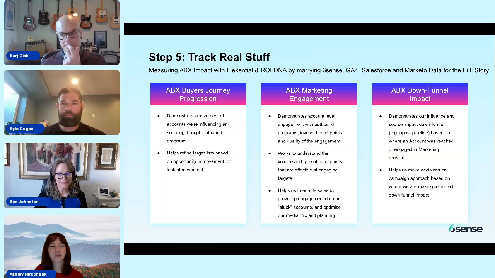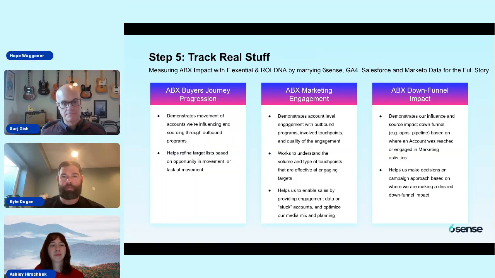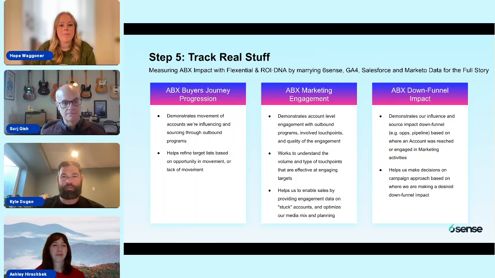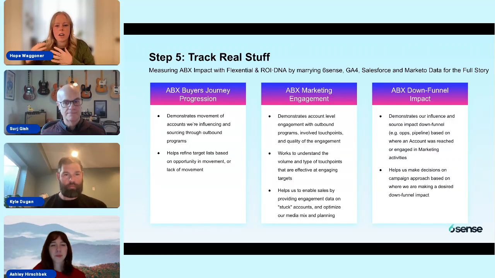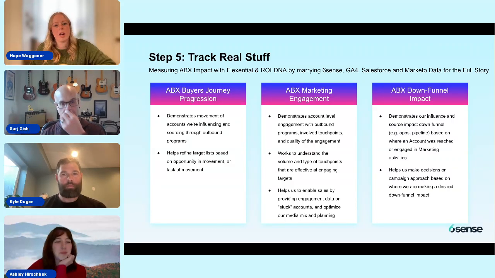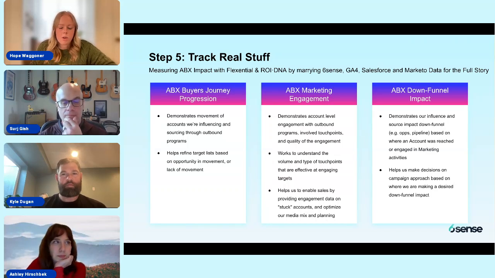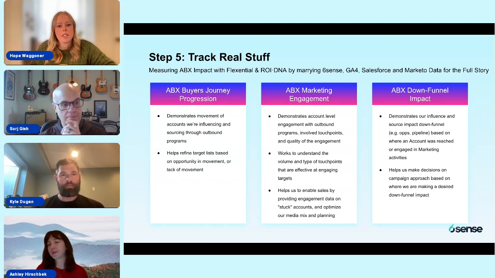Awesome. Yeah. So when we talk about tracking real stuff at ROI and with Flexential, we have making sure that we're measuring that ABX impact by marrying, not just focusing on 6Sense data, but marrying the awesome data that 6Sense has with what we're seeing in GA4 or analytics, Salesforce, and Marketo for that full story. We like to picture this in 3 different ways. There's the buyer journey progression that we want to measure. There's the marketing engagement that we want to measure, and then there's the down funnel impact that we want to measure.